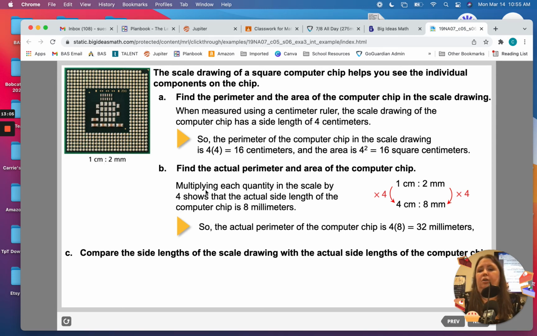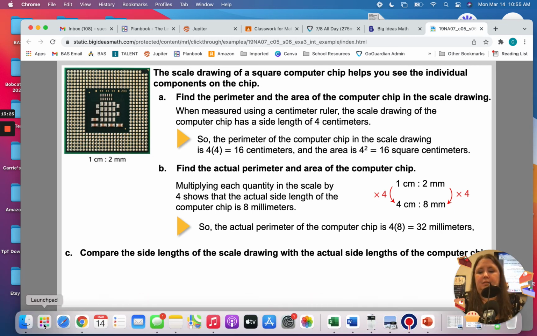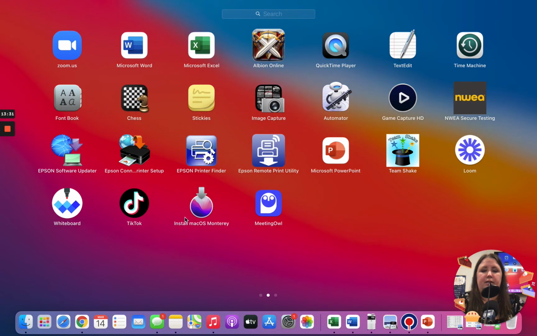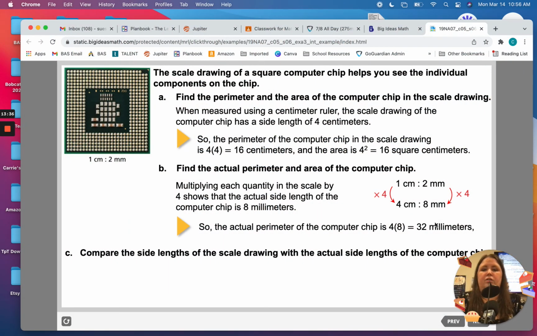Okay. So you don't have to write it like they did it, guys. We used our scale factor, 1 centimeter to 2 millimeters. So we had 1 over 2. Then you multiplied it times 16 over x, and we solve for x. 16 times 2. 16 divided by 2 is 8. All right, so 32 millimeters is the actual perimeter of this computer chip. It's very little, 32 millimeters.